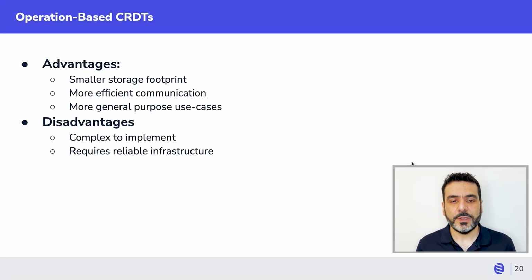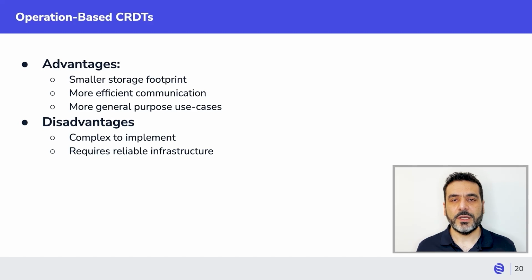So on the operation-based CRDT conclusion, obviously the advantage is that you have a smaller storage footprint because each of the replicas only hold their own data, and on the communication side, they only communicate the operations, which are probably very small compared to the whole state of the replica. And also you can probably build more general purpose use cases with operation-based CRDTs.